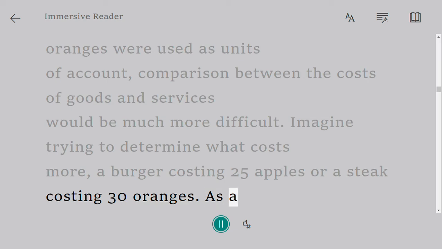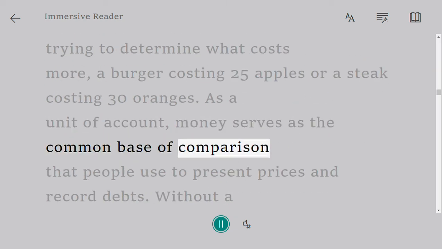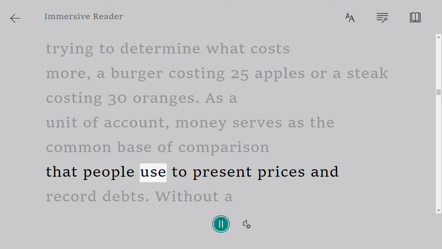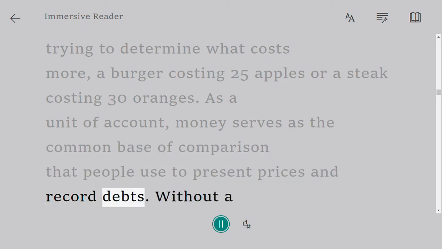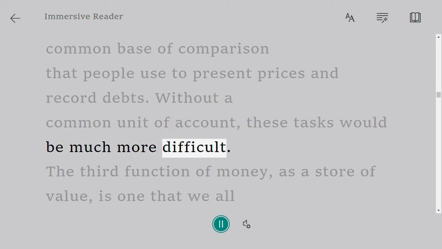As a unit of account, money serves as the common base of comparison that people use to present prices and record debts. Without a common unit of account, these tasks would be much more difficult.